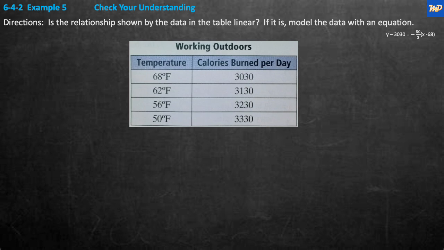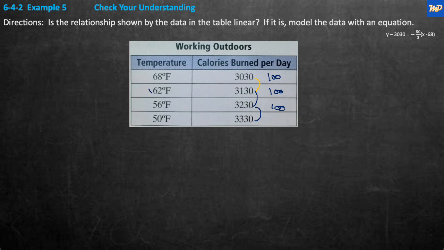So what is the slope of this line? Is the data linear? Let's find out. On our y side, the output, we have 3130 minus 3030, and that is equal to 100. 3230 minus 3130 is 100. And 3330 minus 3230 is 100. So the change in y is 100 in each case.